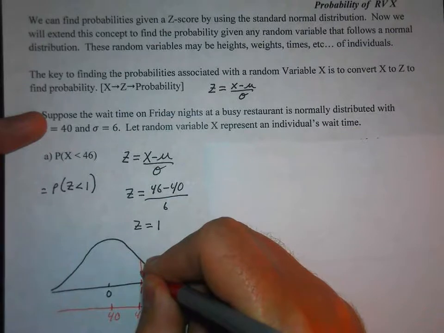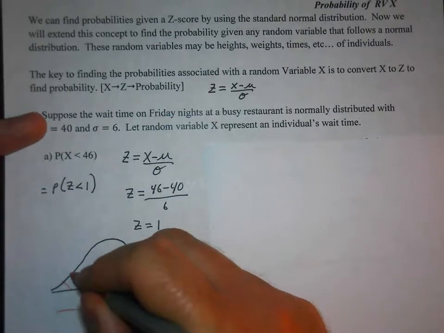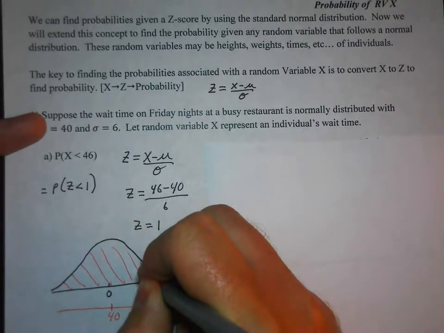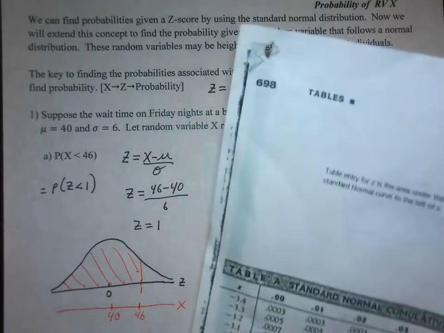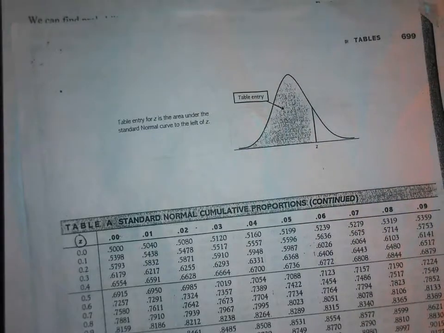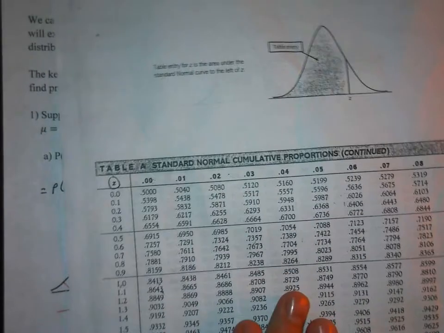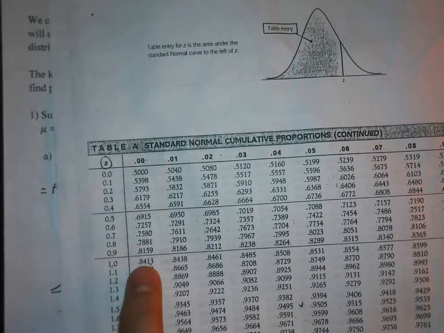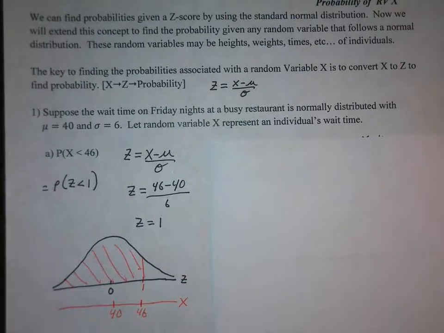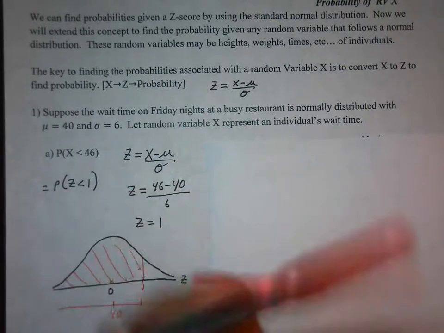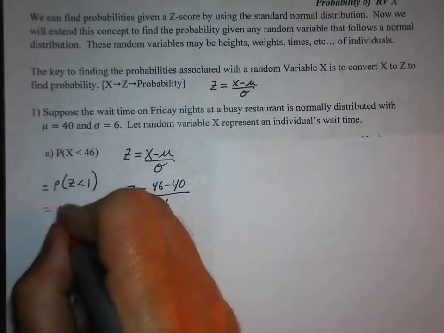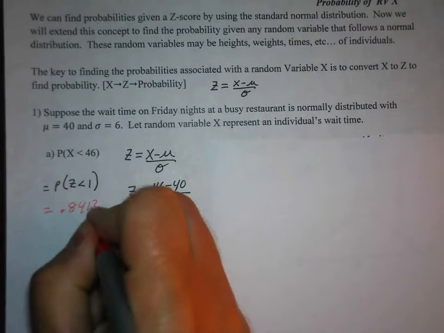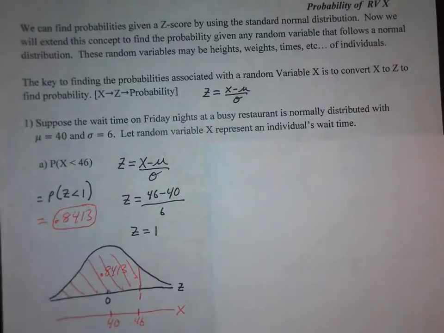Well, now it's a problem that we've already done. If we want to be less than 1, we're shading to the left. So that's when you go to your table and you look up a z-score of 1.0. And that gives you 0.8413. So that probability, that area to the left, is 0.8413. So that's your answer.